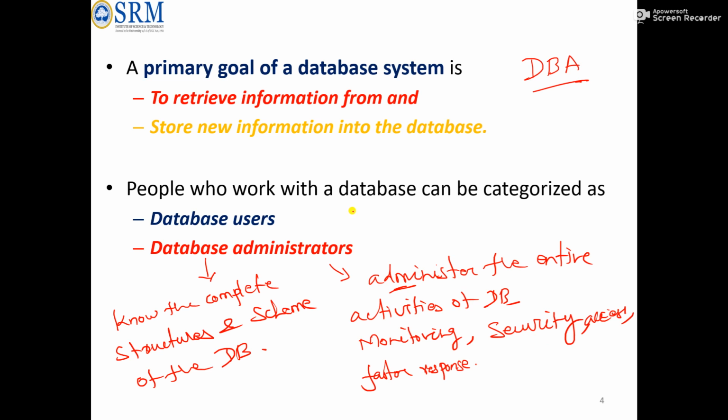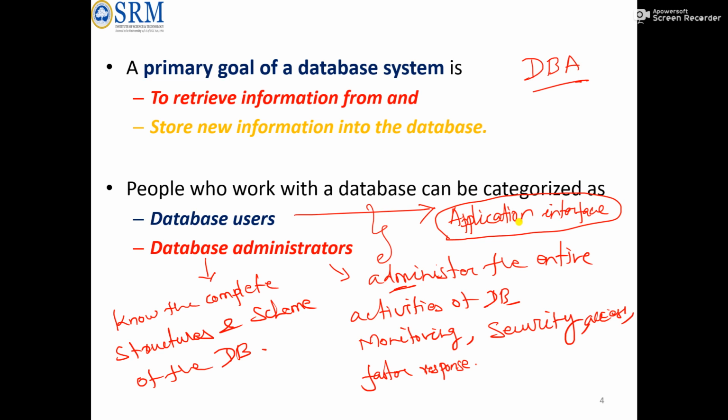So generally the database users are categorized in two ways: database users and database administrators. Now these are all the normal users. There may be naive users, sophisticated users or application programmers. According to the database architecture, every database user has their own application interface, and they interact with the database with the help of their own application interfaces.